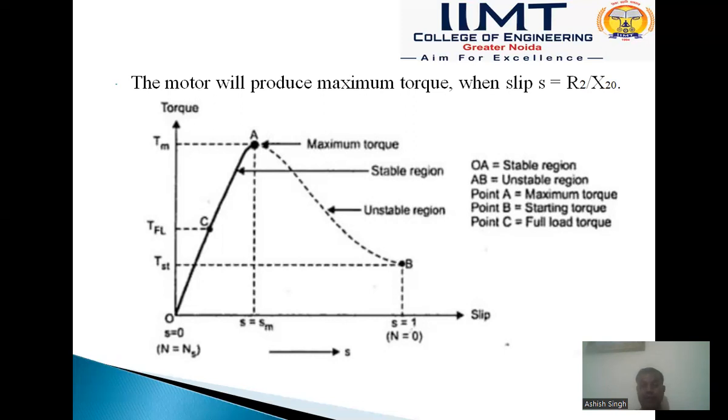Then point A is your maximum torque, point B is your starting torque, and point C is your full load torque. So the induction motor normally works in the region A to C.